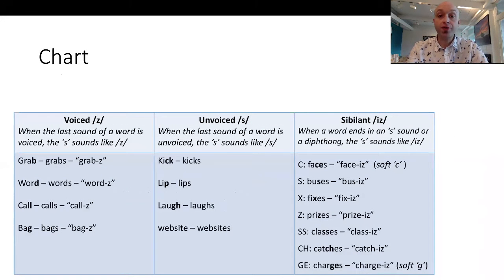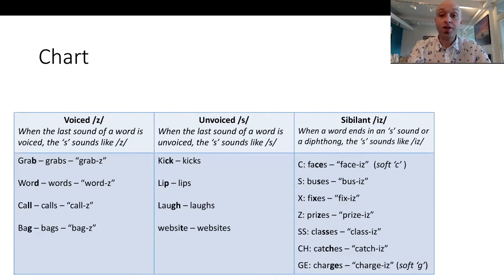Here's the chart showing the three different types of pronunciation that you will see with the S sound at the end of words. The first category is voiced. When the last sound of a word is voiced, that S at the end is going to sound like a Z. So if we take a word like grab, that B is voiced. It makes my throat vibrate. That means the S sound is going to sound like a Z, grabs. Or word, words, call, calls, bag, bags. So if that last sound is voiced and makes your throat vibrate, the S sound will sound like a Z.